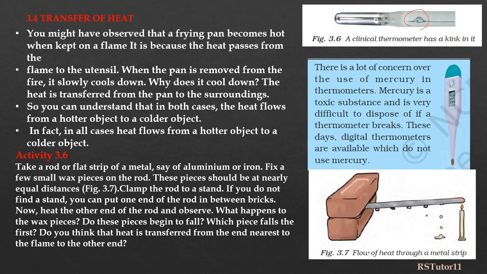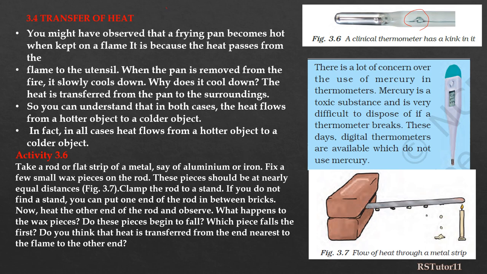Next comes the transfer of heat. You might have observed that a frying pan becomes hot when kept on a flame. It is because the heat passes from the flame to the utensil. When the pan is removed from the fire, it slowly cools down. Why does it cool down? The heat is transferred from the pan to the surroundings. See how heat is getting transferred?